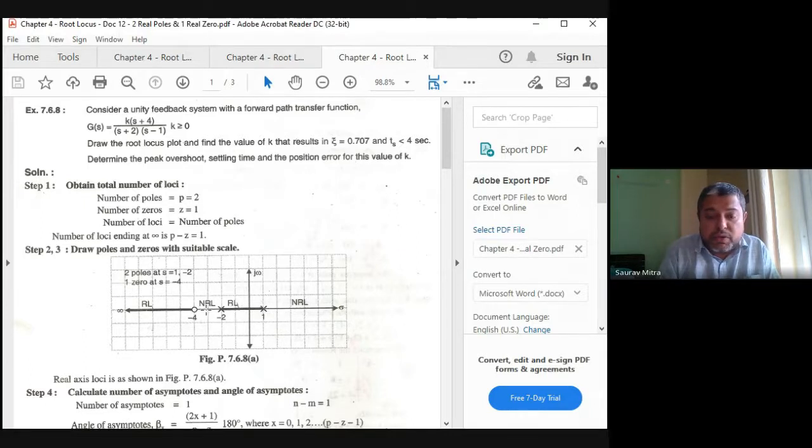-3, whether it is on root locus, check the right side. Total number of pole plus zero is an even number. That means from -2 to -4, there will not be any root locus. Last one, one zero is here.